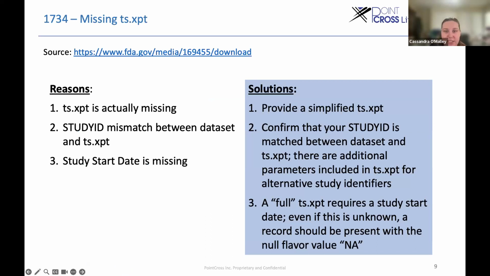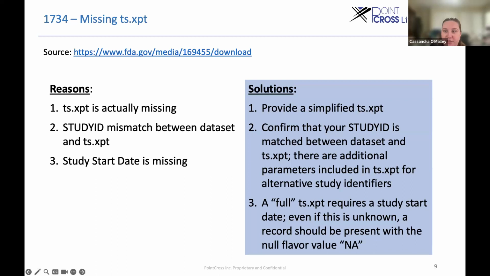1734 has multiple reasons that this could be flagged. Number one is that the ts.xbt is actually missing. The solution to that would be providing the ts.xbt. You need at least a simplified ts.xbt, and depending on the date, the full ts.xbt would be preferable.